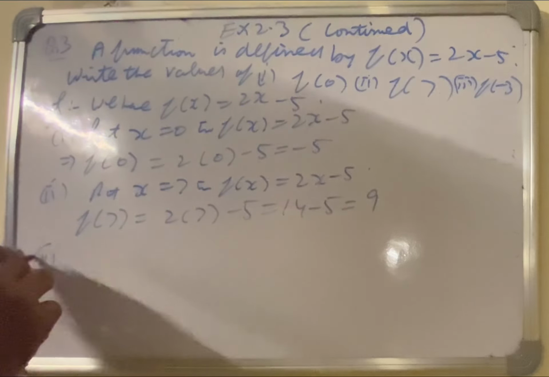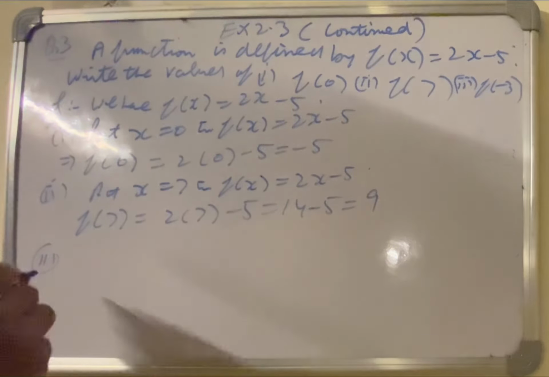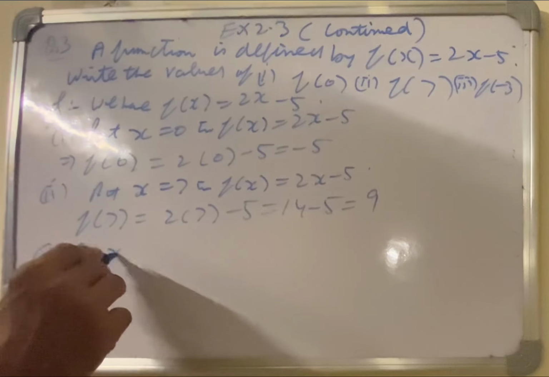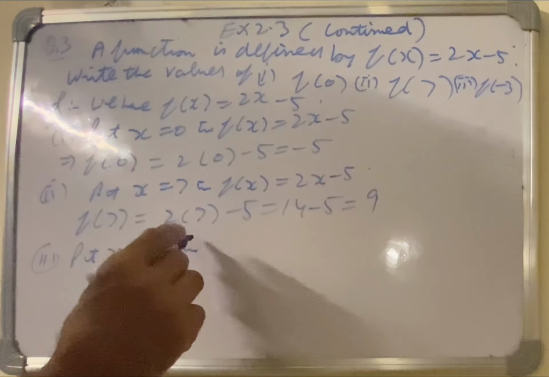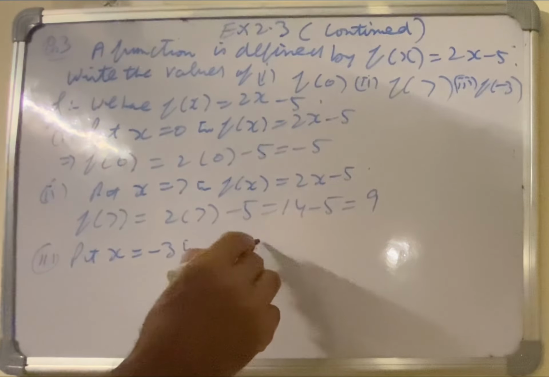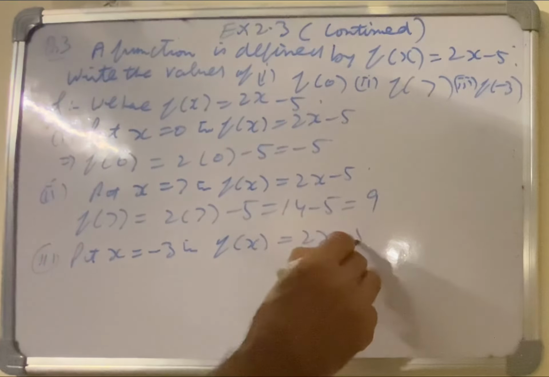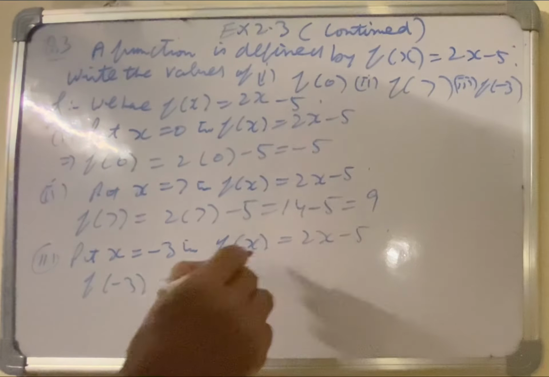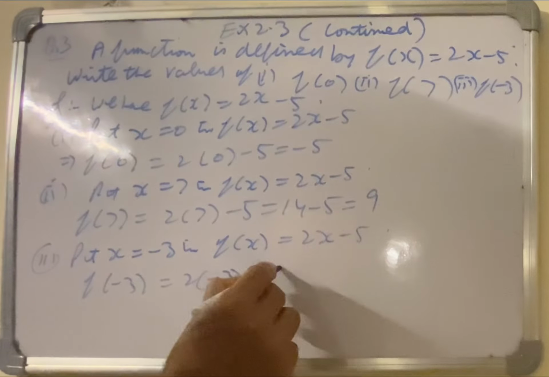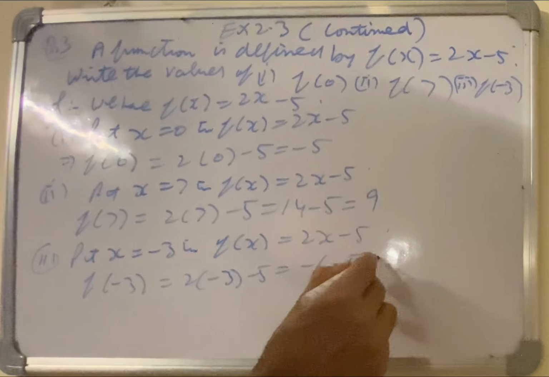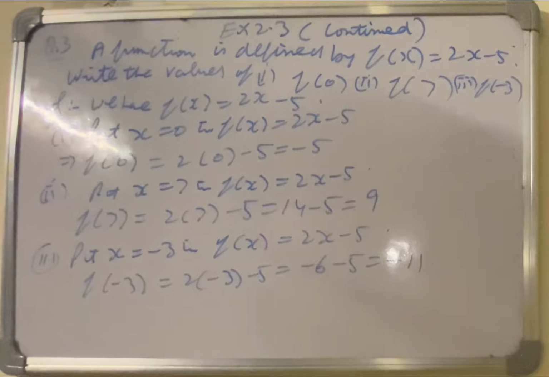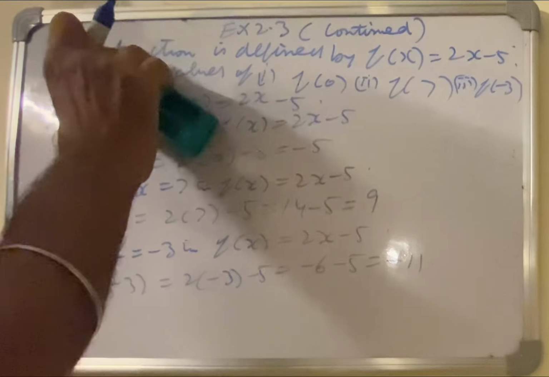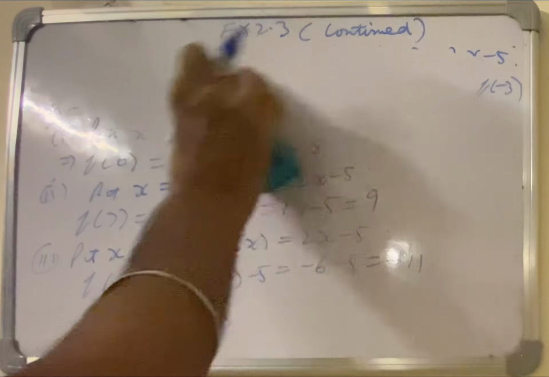Third part, to get f(minus 3), you will put x is equal to minus 3 in f(x) is equal to 2x minus 5. Therefore, f(minus 3) is equal to 2 into minus 3 minus 5, minus 6 minus 5 is equal to minus 11. This is the third question. Then let us take the fourth question.